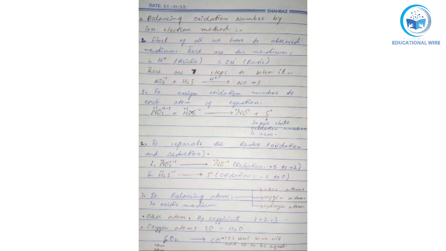Let's move to the first step. Let me show. We are writing here NO3 minus 1 plus H2S, and here it will be NO plus S. Basically this is our equation, and on this equation we will put H plus, which means it's an acidic medium. Okay, now let's move further.